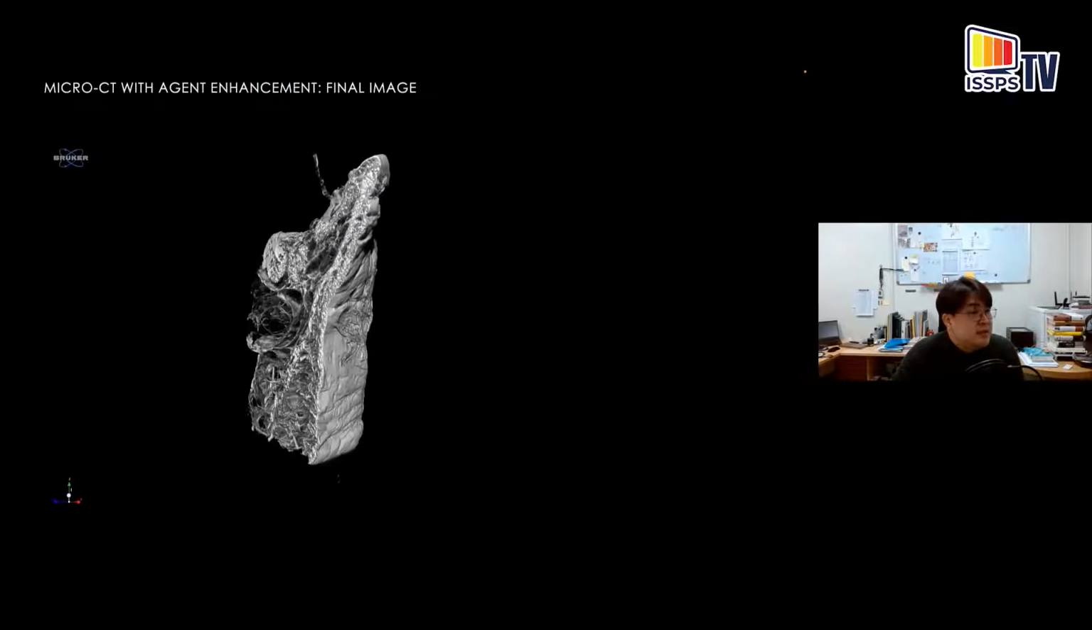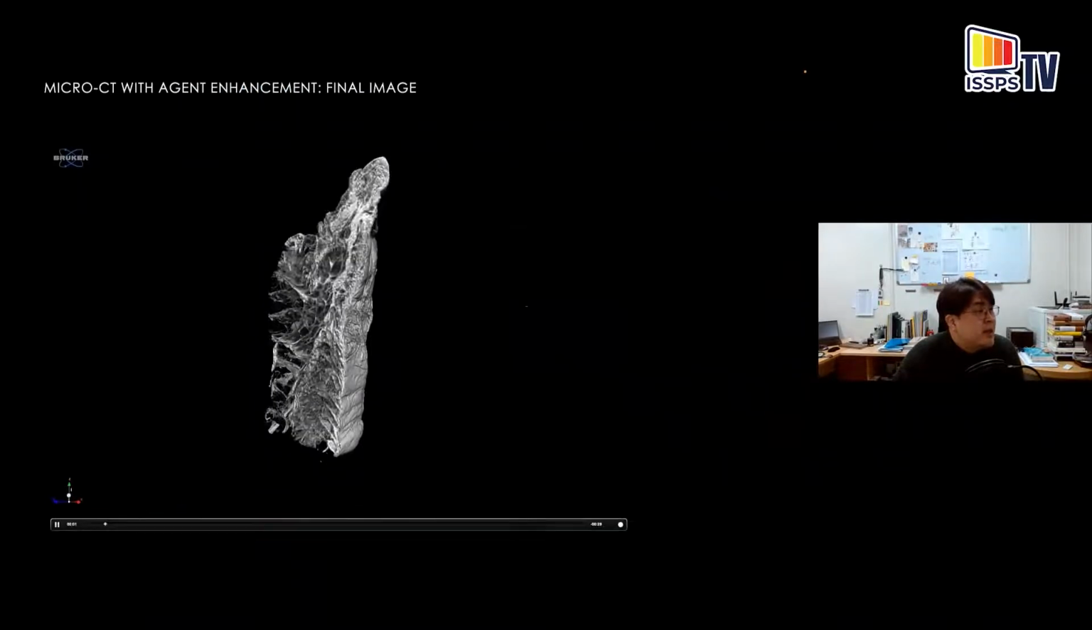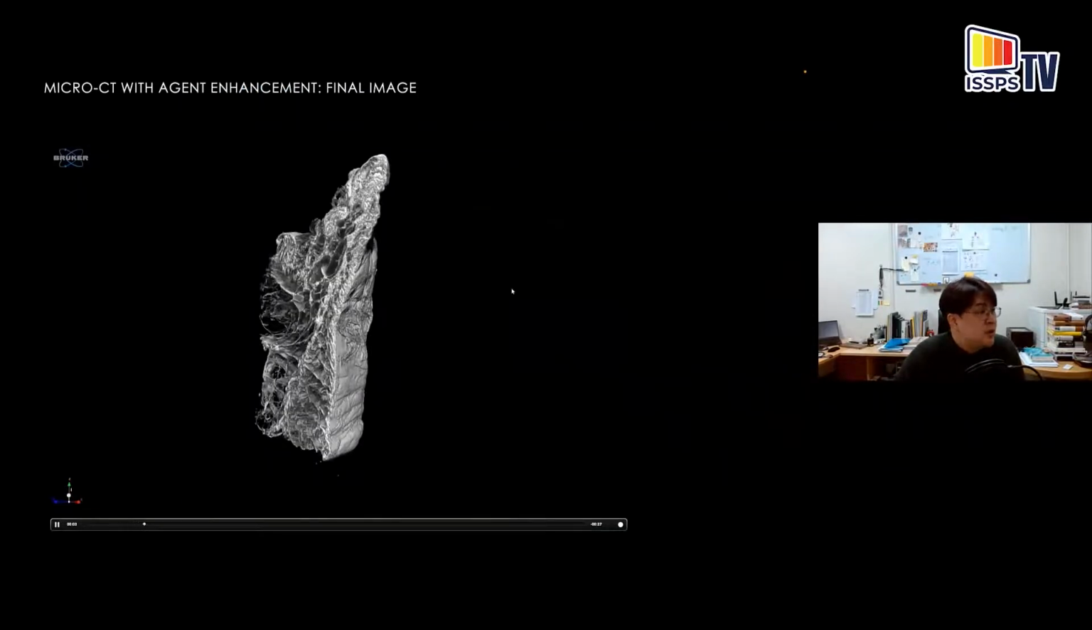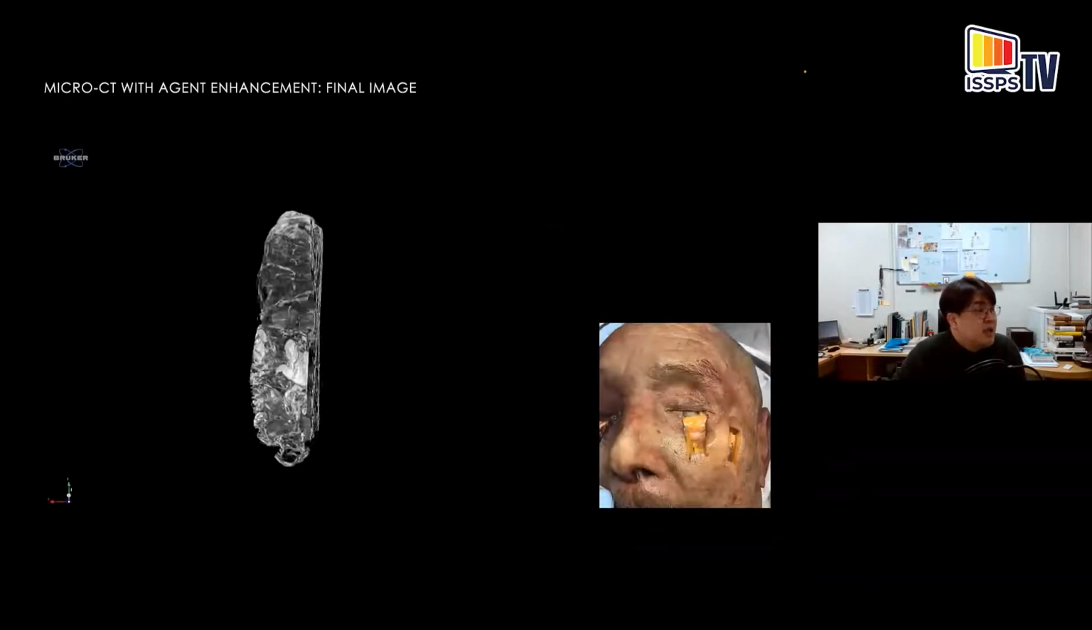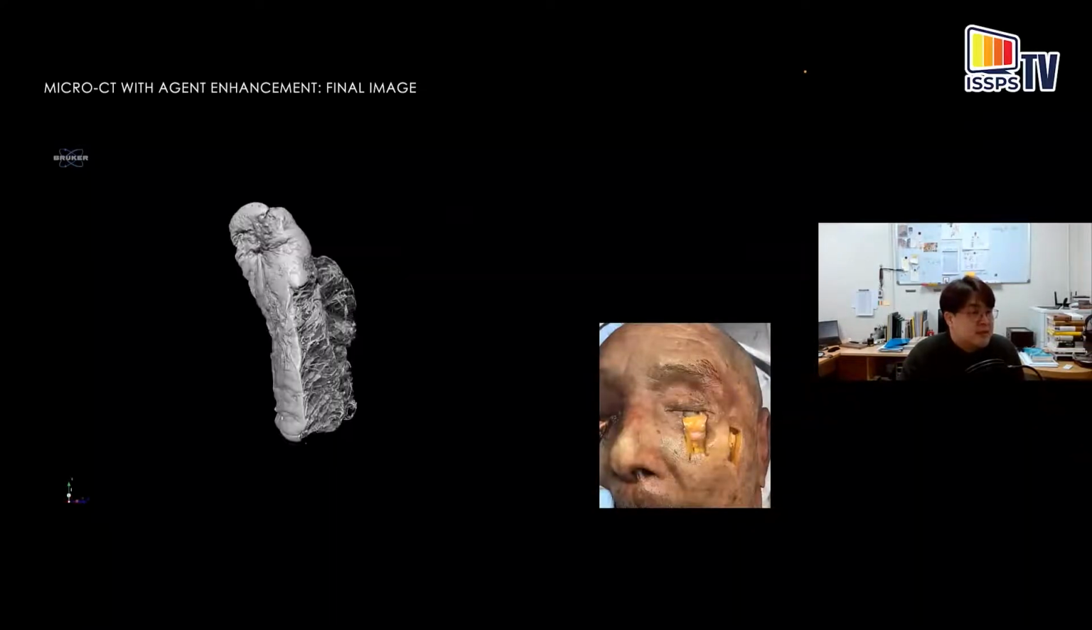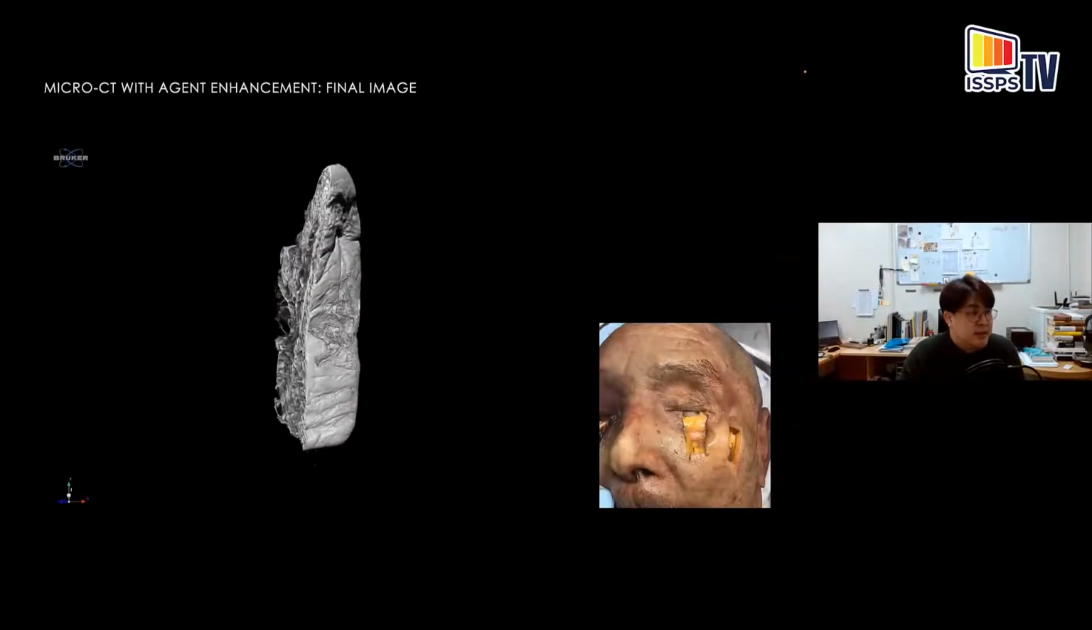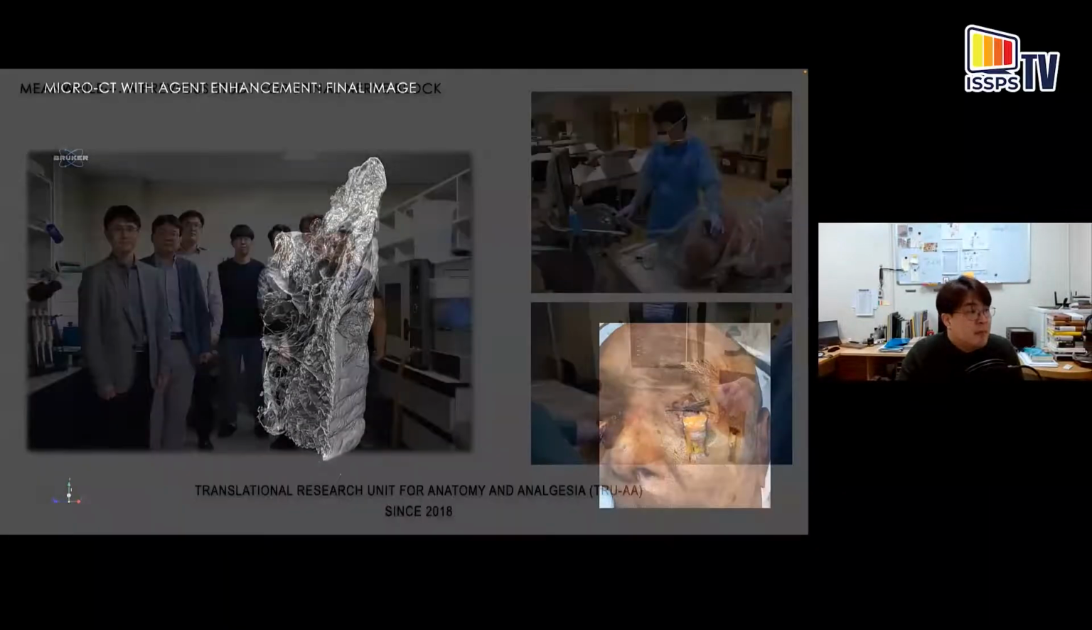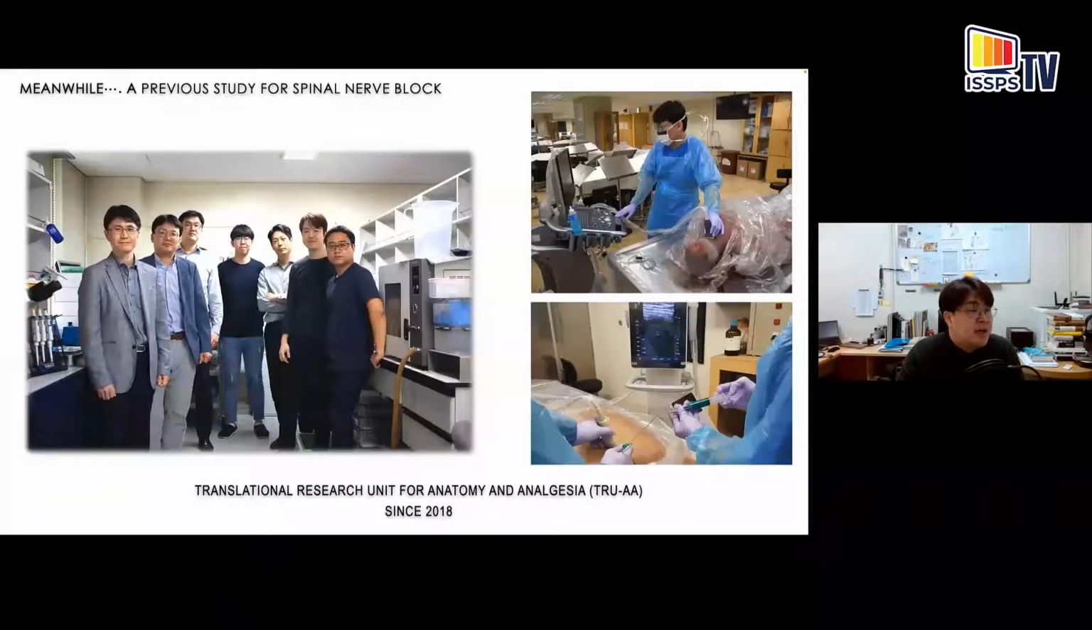This image is from a very delicate soft tissue, the lower eyelid. Up to now, we have studied the face using this technique, micro-CT. Meanwhile, my anatomical team and I decided to collaborate with a pain physician, Professor Kim Shin-young of the Severance Hospital Pain Clinic. We worked together as a translational research unit for clinical anatomy related to pain management.